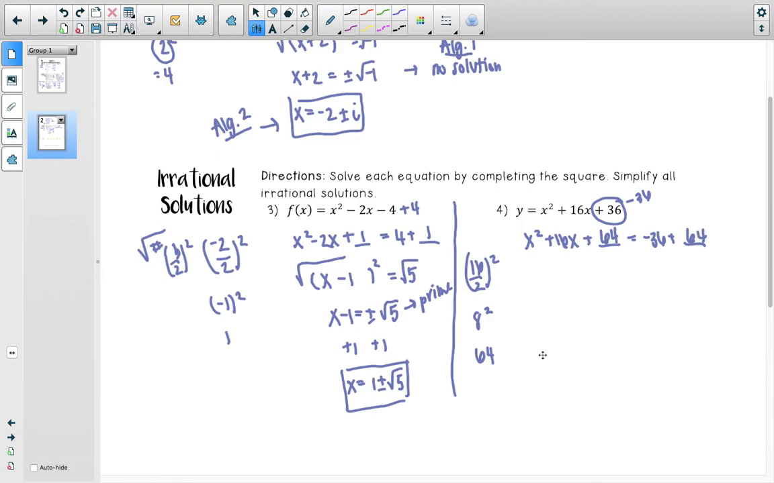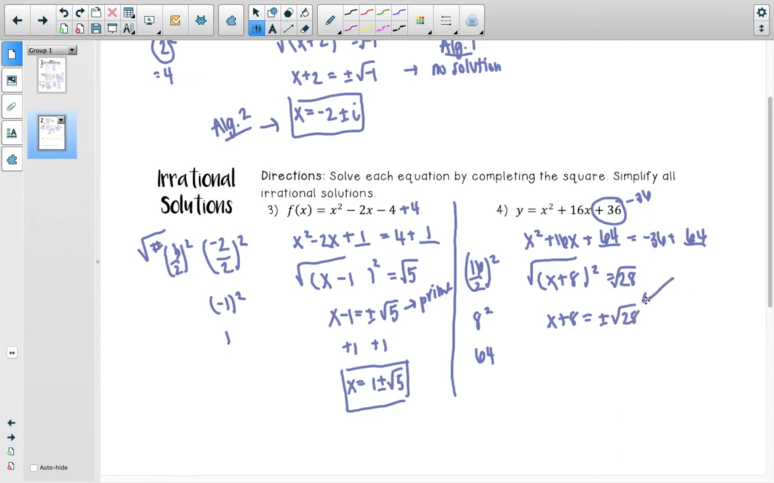What's great is that we already know the factors of this, and it's going to be x plus 8 and the whole thing squared. And we have 64 minus 36, which is 28. Okay. You're going to square root both sides, and you get x plus 8 equals plus or minus the square root of 28.